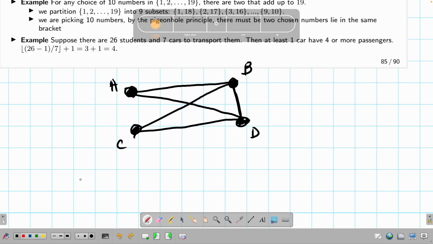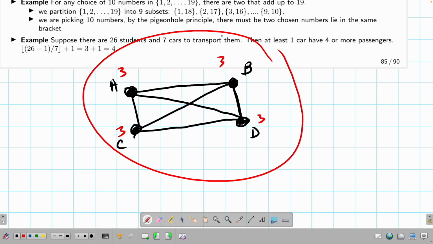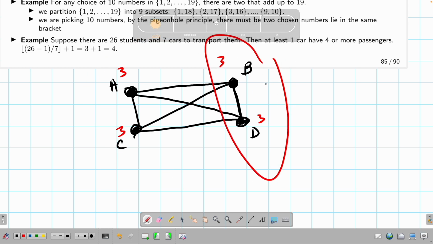This is still true. If I complete it like this, it is called a complete graph. Everybody shakes hands with other people, so everybody shakes hands with 3 other people. So all of them share the same number, and the statement is saying that there are at least 2, which is true because I can always find 2 people with the same number of handshakes.